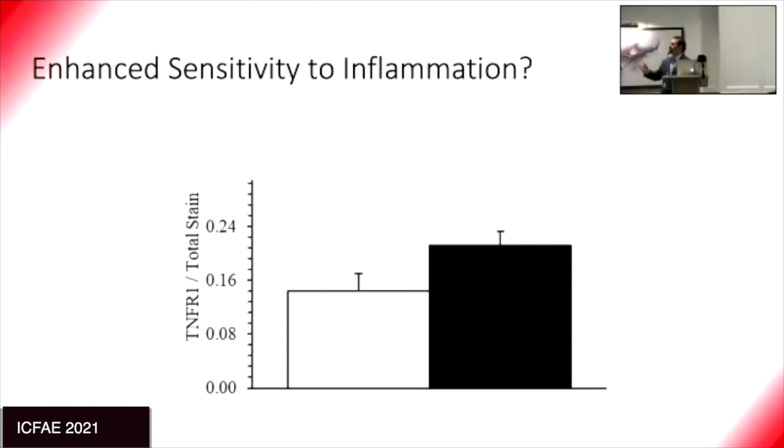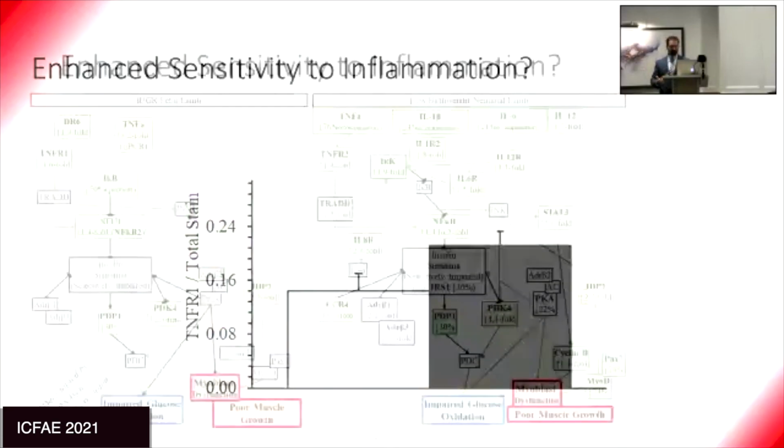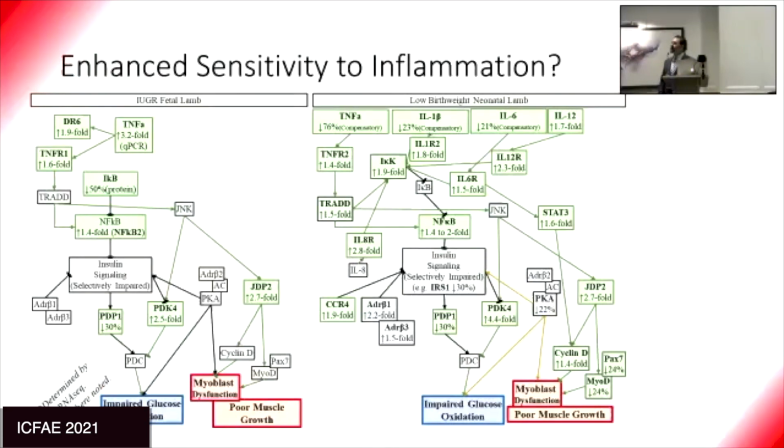So this is the TNF alpha receptor protein content for TNF-R1 in the semitendinosus muscle. I don't know what happened to my p-value there, but it is statistically increased in those lambs. This is not particularly robust evidence, but then I had a geneticist friend introduce me to the world of RNA-seq, right? And how about that? That tells the story in any way that you would want to see it.